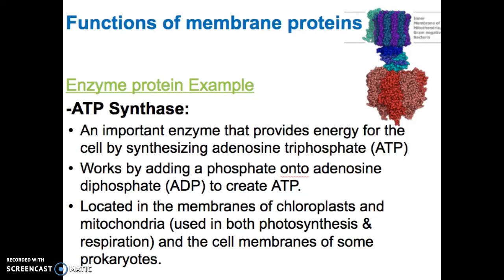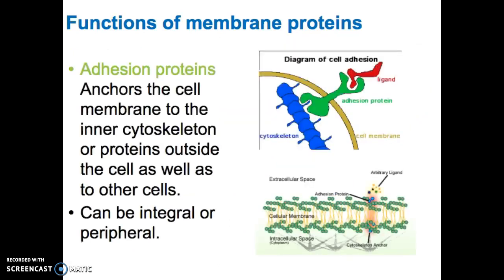The way that it does that is it takes a phosphate and it puts it onto an ADP, or an adenosine diphosphate. And we learned the word phosphorylate in the last class, right? That's what this is. So it's phosphorylating ADP. And again, it's located in the membranes of chloroplasts and mitochondria, because we need ATP for both photosynthesis and respiration. Okay, we'll do one more in this video and then cover the rest in the following video. So here's ATP synthase.